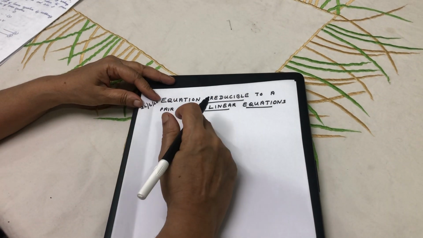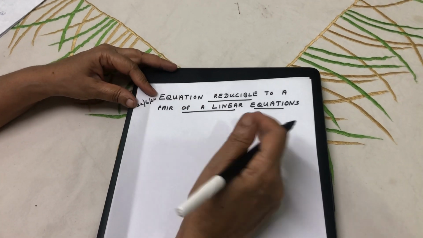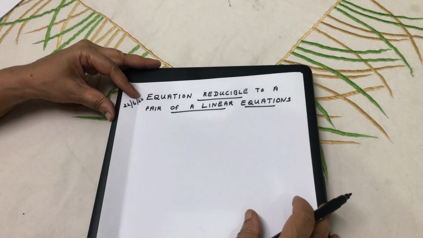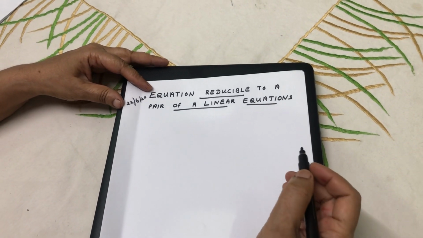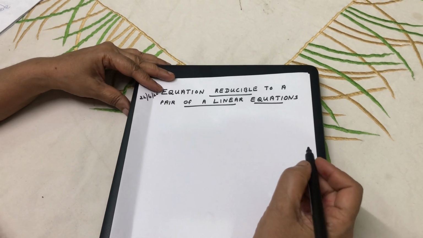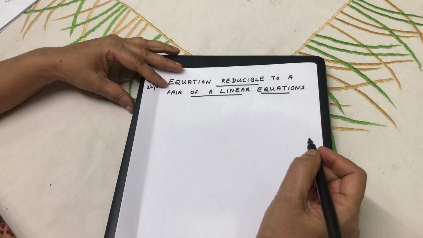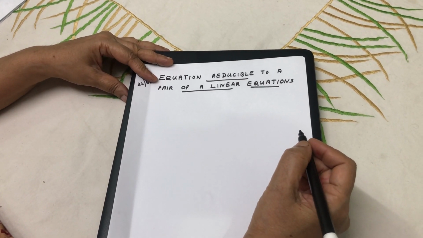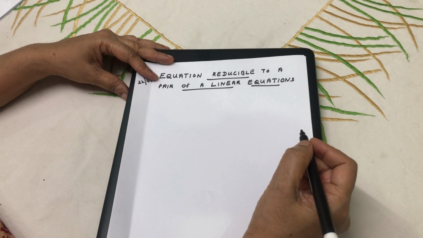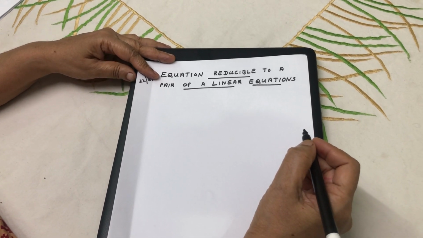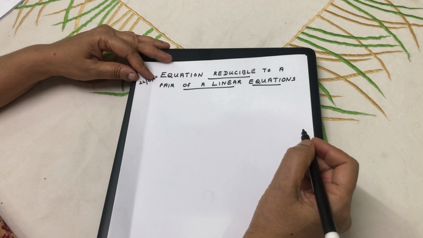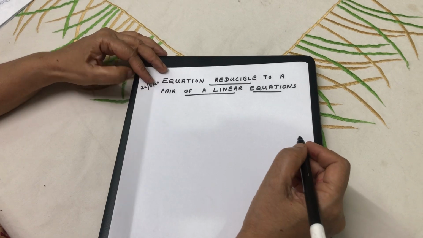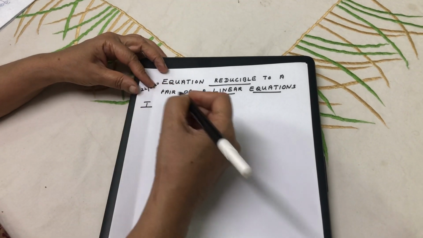Then we are going to start the linear equation. Equation reducible to a pair of linear equations. If the given pair of equation is not linear but can be reduced to linear form by making some suitable substitution, then we reduce the pair of equation to a linear form and then solve it. We have already run 1-2 questions of this type. So I am continuing this.